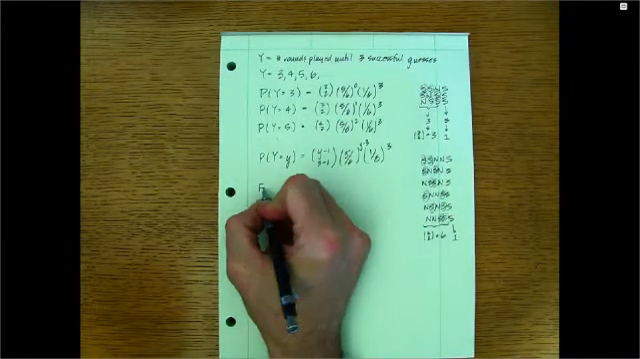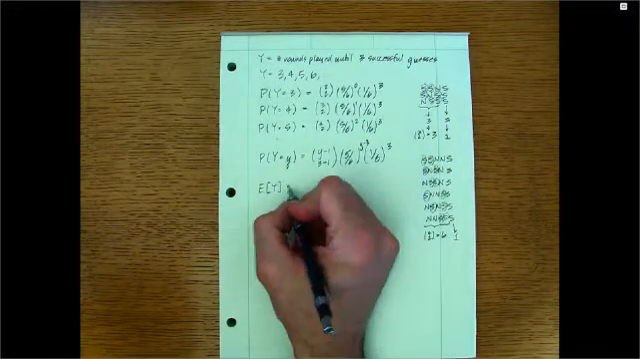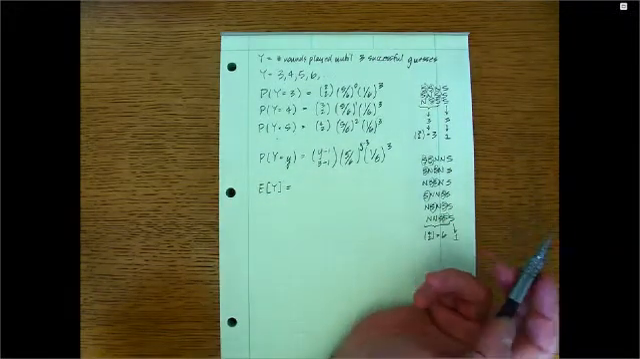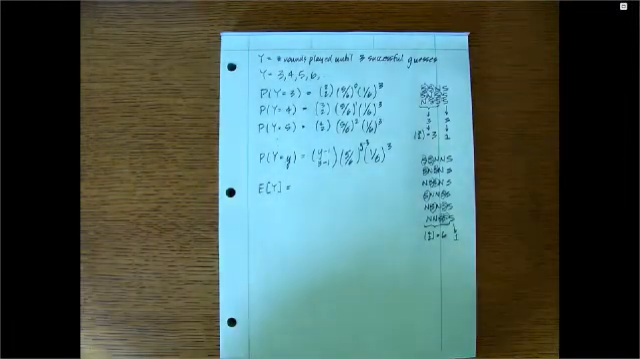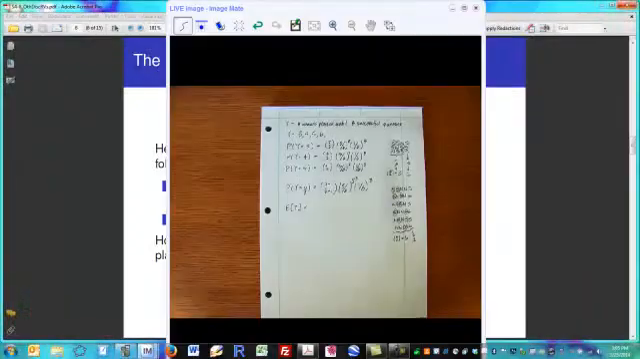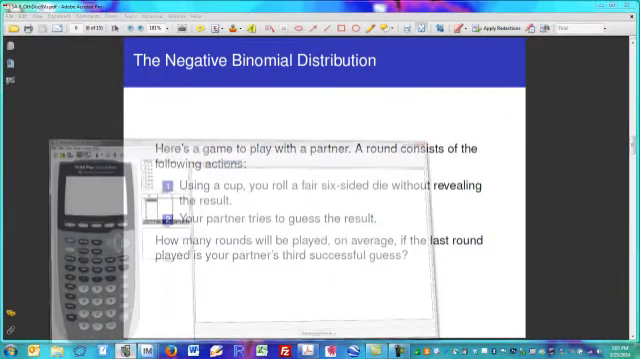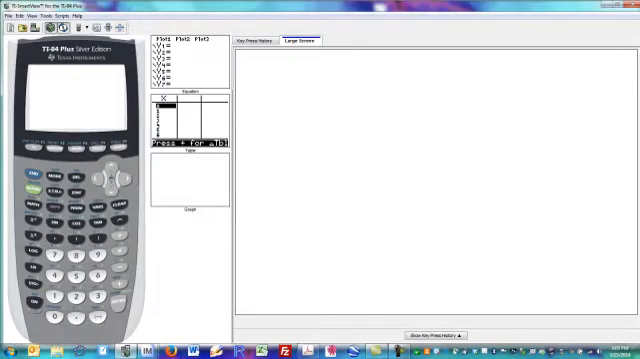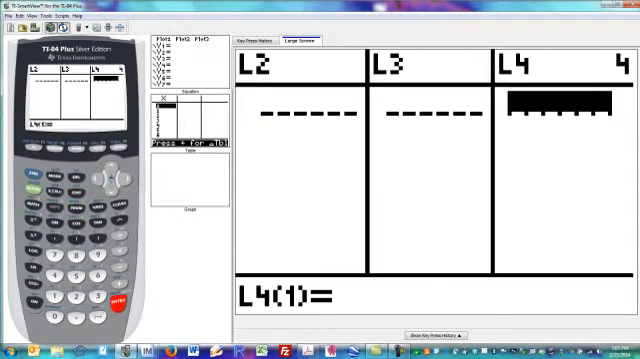The question we have now is what's the expected value of y? That seems like a complicated question. So let's go to the calculator and see if we can get some intuition again like we did in the last example. So I'll just minimize this so we can come back to it. And let's go to the calculator again. I'm going to use a similar method, so I'll go to the statistics editor.